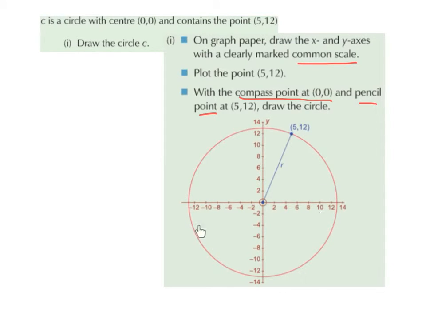A good way to check if you have drawn your circle properly is to take a ruler and measure the distance from the origin to the point 5, 12 and check, is it the same distance on the other side from the origin? So the distance should be the exact same on the other side.